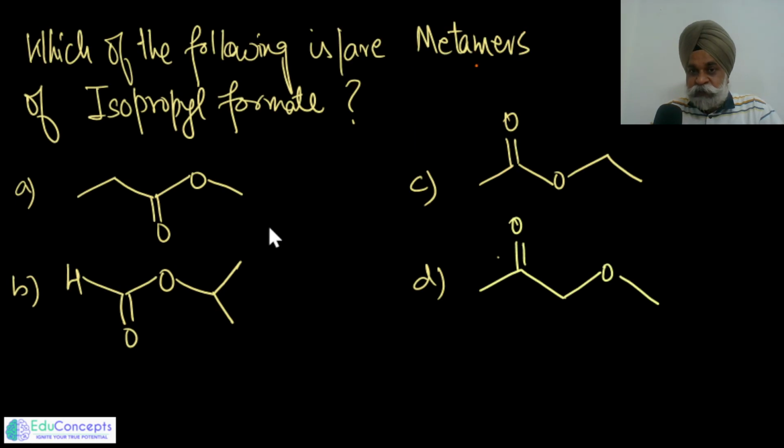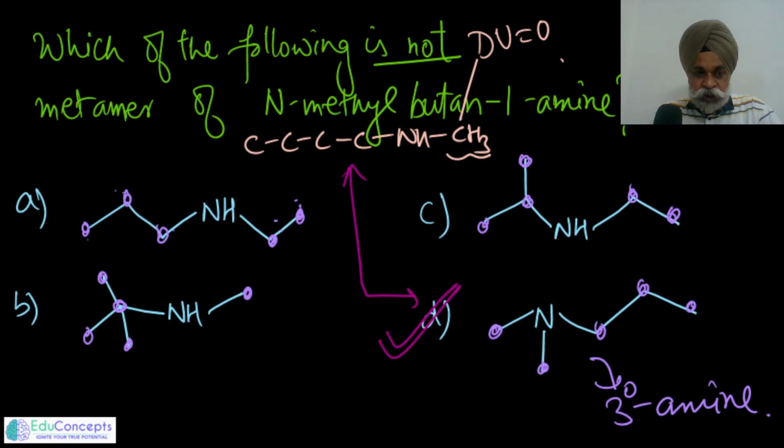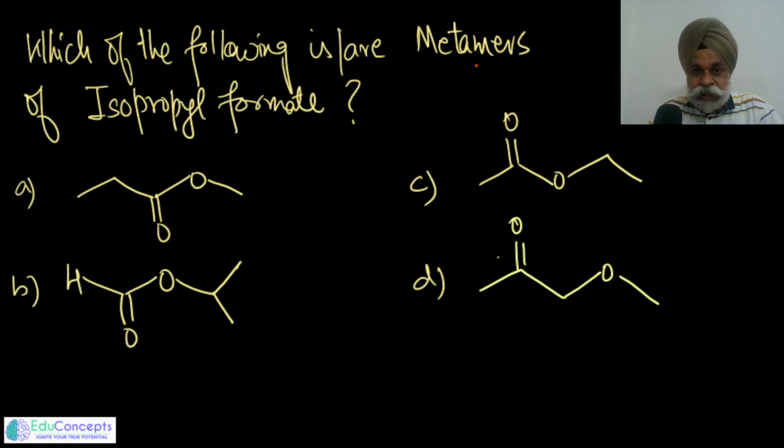So which of the following is not? The answer to this question would be option D. D would not be the metamer of this particular compound. Okay, fair enough. Let us take one more example. This we have already done, I think. Which of the following is or are metamers?